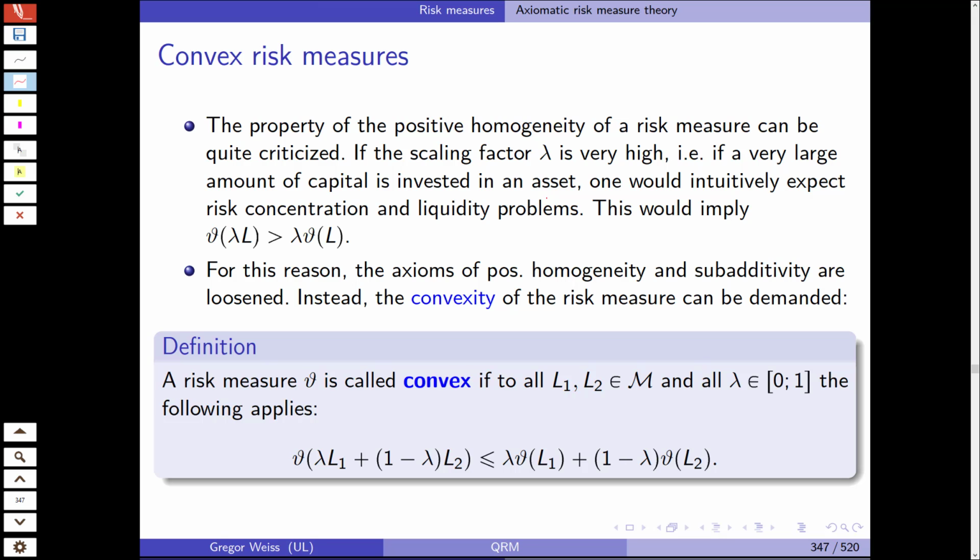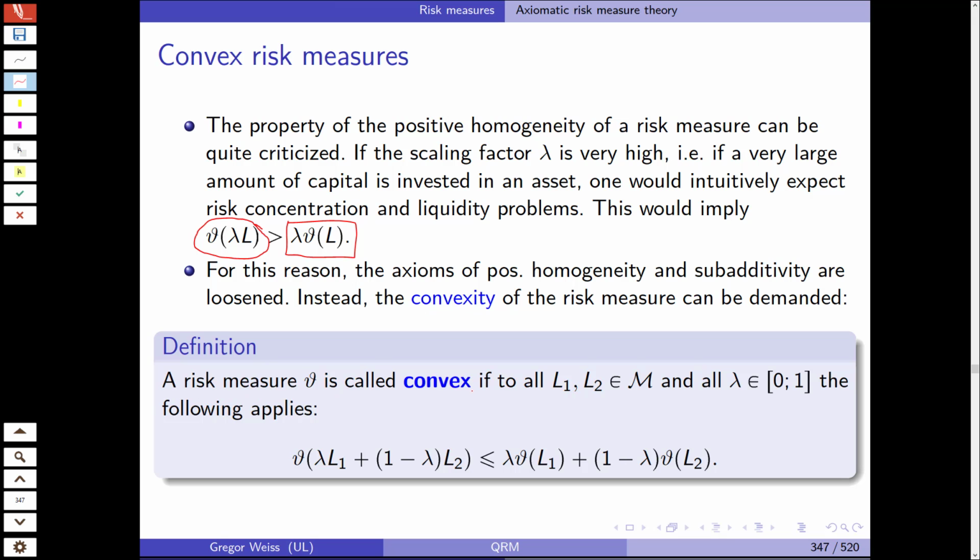If you, for example, buy one stock, no one cares. If you buy up all the stocks of, say, Tesla, at some point the prices will react because you're cornering the market. So liquidity problems might lead to a situation where the risk of your scaled up portfolio is actually larger than simply lambda times the individual risk. And to make this possible, you can loosen the axioms of positive homogeneity and subadditivity, and what you get is convexity.